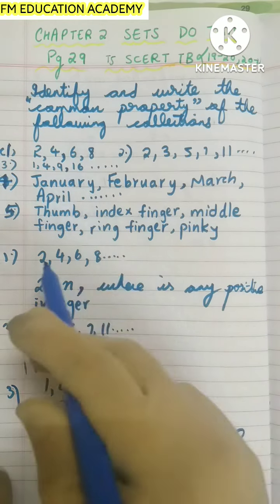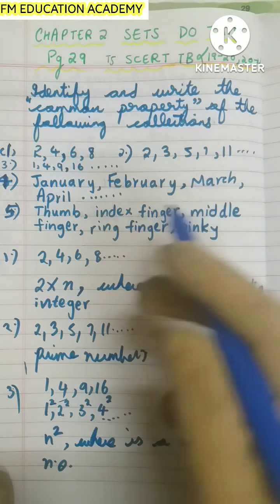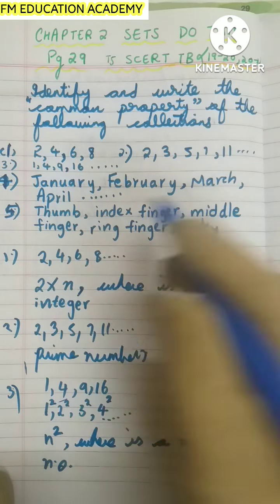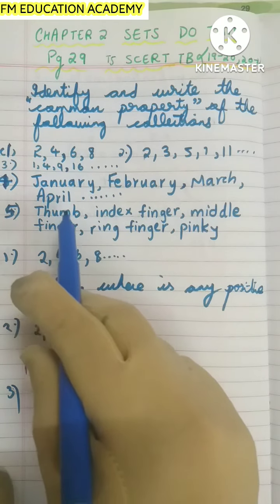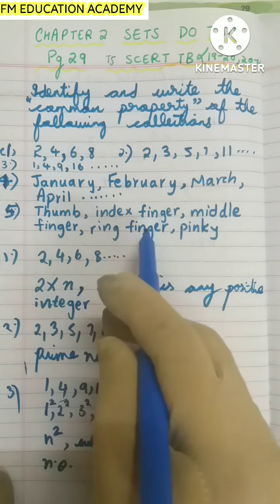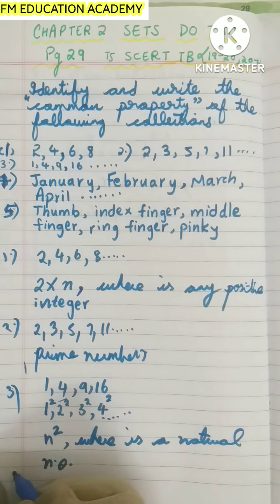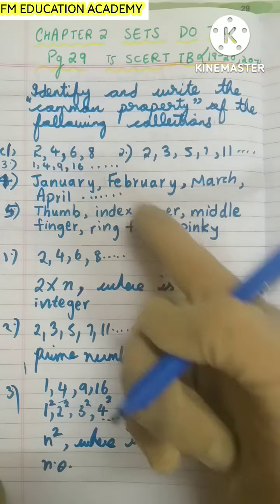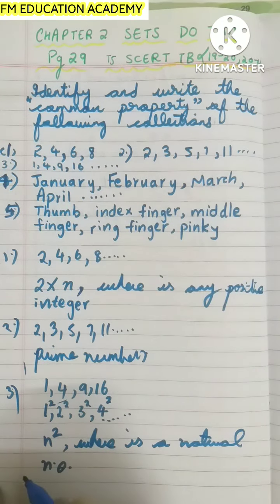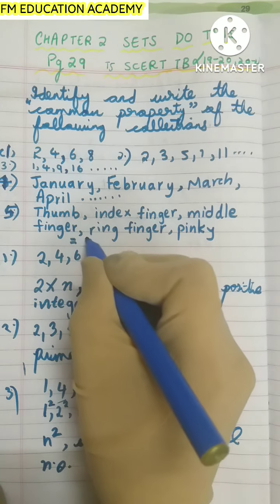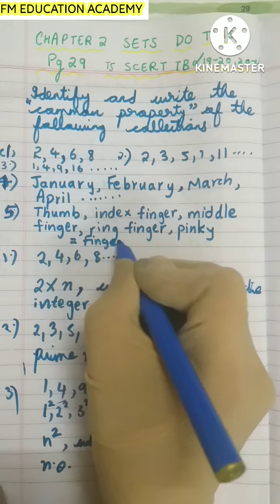Now the fifth question is thumb, index finger, middle finger, ring finger, pinky. These are nothing but the 5 fingers of your human hand. The human hand has all these 5 fingers. We know this, right? Thumb, index finger, middle finger and so on. So the last one: first I'll do the fifth question and then I'll do the fourth question. For this fifth question, I'll directly write the answer here only. These are the fingers of a human hand.